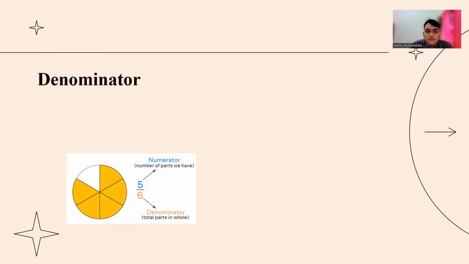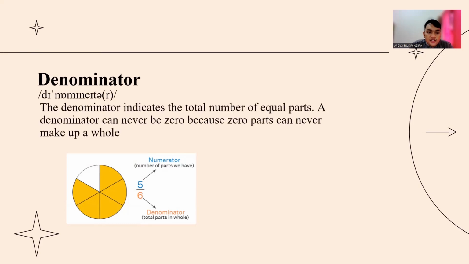Okay, next vocabulary is denominator. Pronunciation is denominator. The denominator indicates the total number of equal parts. A denominator can never be zero because zero parts can never make up a whole. For example, 5 per 6, and 6 is the denominator.